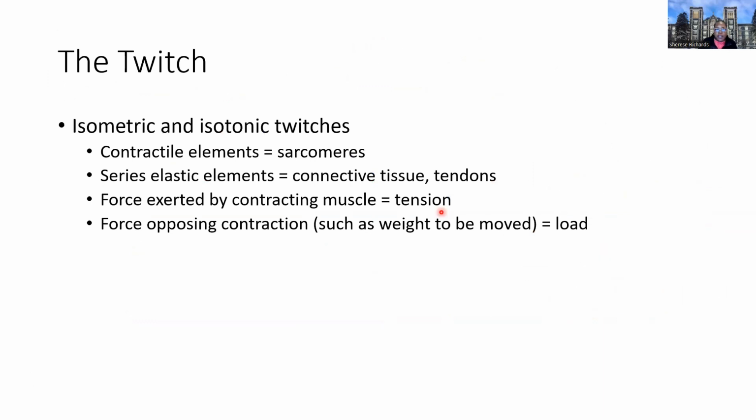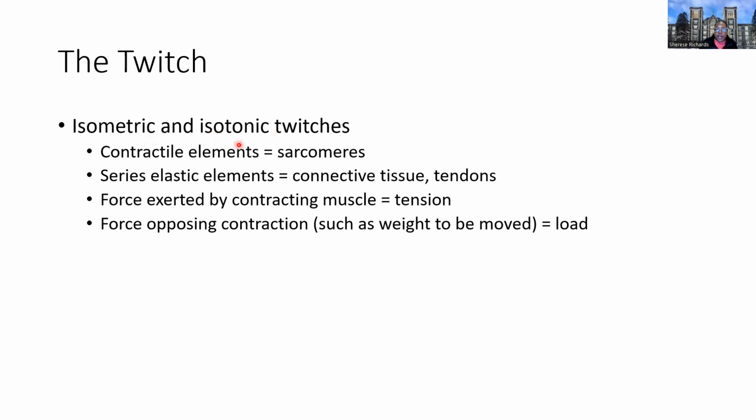Now we can have two different types of twitches depending on what's happening with the muscle fiber itself. We can have isometric twitches, and isometric here, we can dissect this term to mean same. Iso means same. Metric means length. So in this instance, the muscle never shortens. An isometric contraction is where the muscle never actually shortens. And we'll look at what that means coming up.